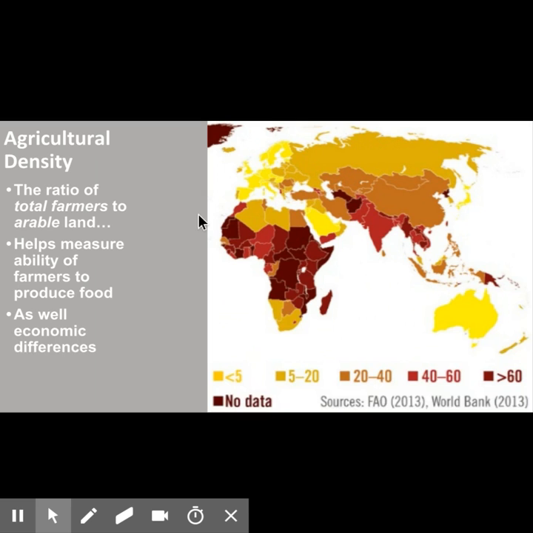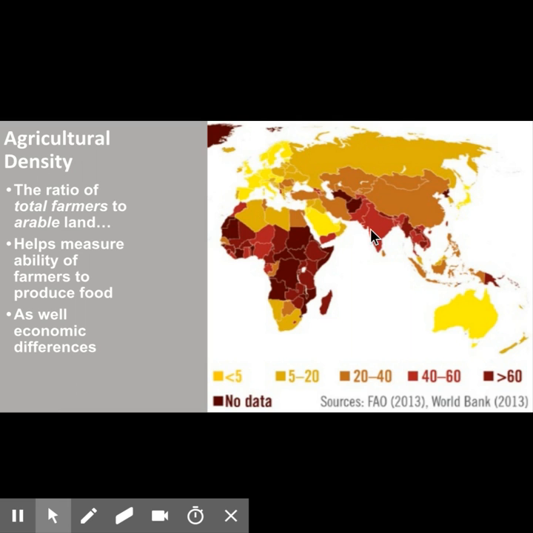This is going to allow us to measure a country's ability to produce food. So you may have a bazillion people, and it might be the most resource dense and arable land you've ever seen, right? You might be in the Garden of Eden, but if you don't have a farmer, you're not going to be producing any food. So the agricultural density basically shows us how many farmers are in the space that is used for farming. It's pretty nice, and it gives us these economic differences.